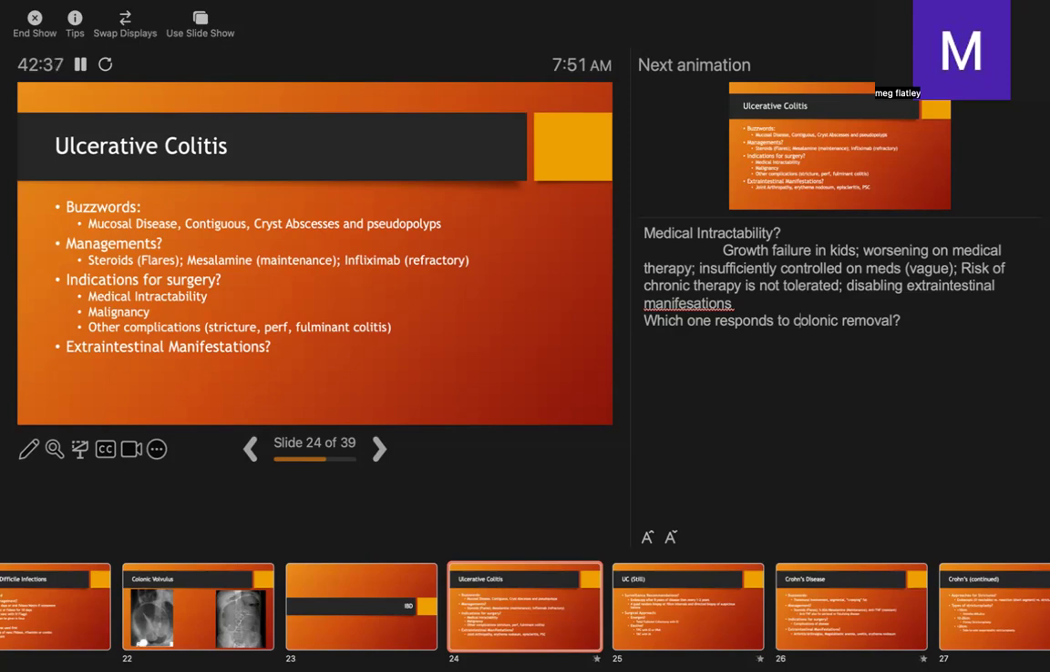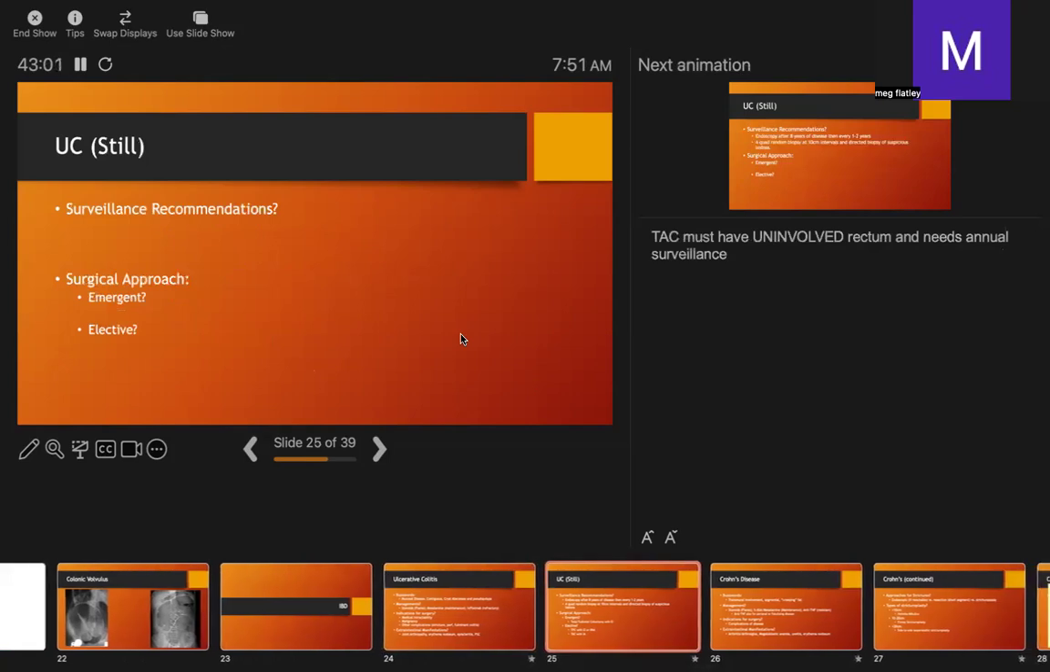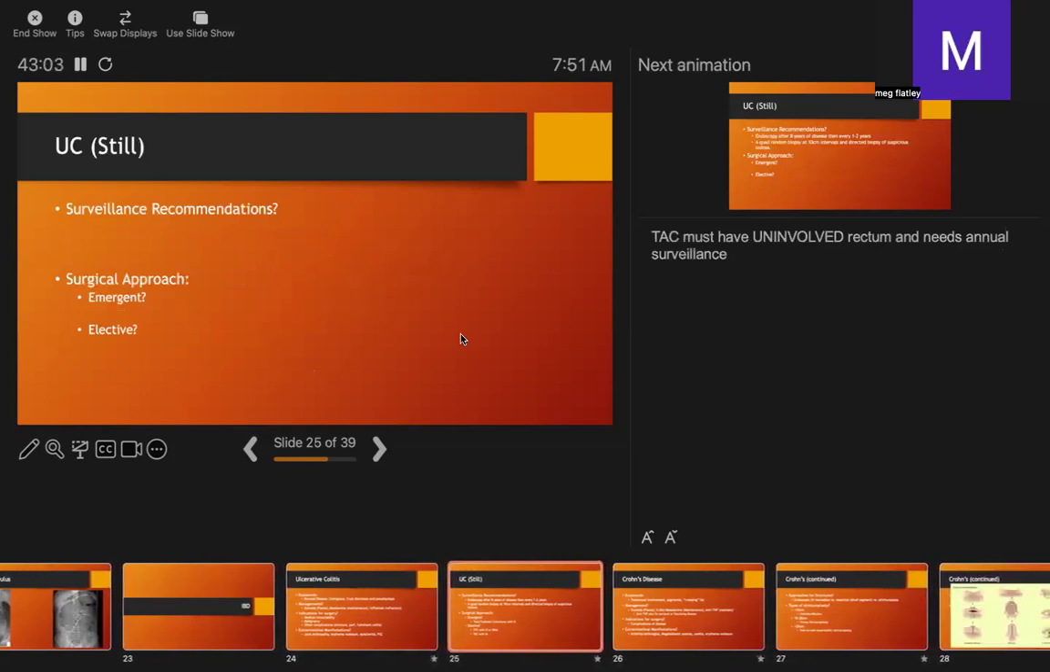Okay, so PSC, arthritis, what else? Yeah, uveitis and skin, right? Erythema nodosum. Okay, so which one of these does not respond to taking your colon out? Right, okay, so yeah, that's the one that's not going to get better when you take the colon out. Ulcerative colitis still.